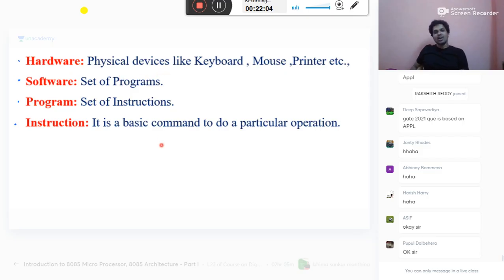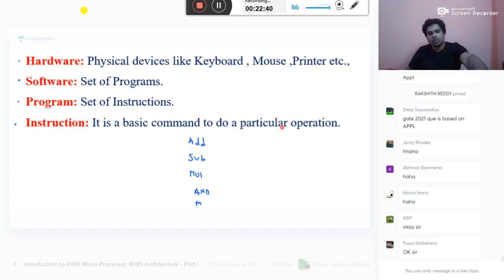So similarly here, what is a program? A program is nothing but a set of instructions. What is an instruction? It is a basic command to your computer to do a particular job. It can be an add operation, subtraction, multiplication, AND operation, move operation, whatever it may be, any arithmetic or logical operation. A basic command to do a particular job is called an instruction.